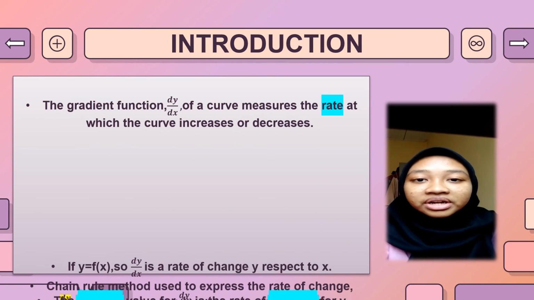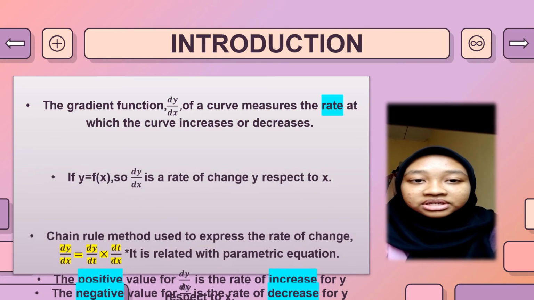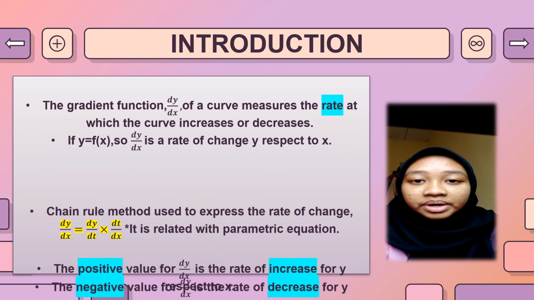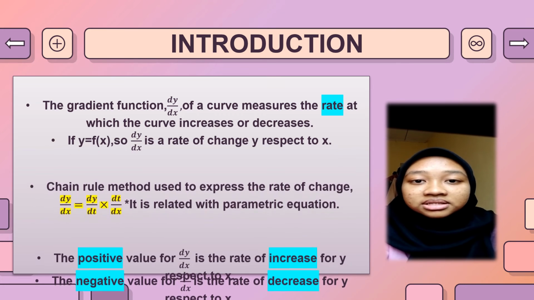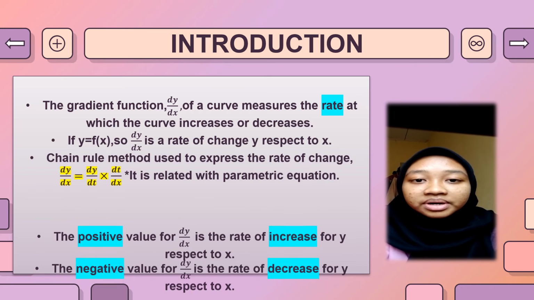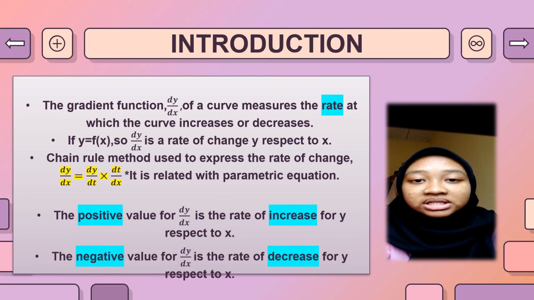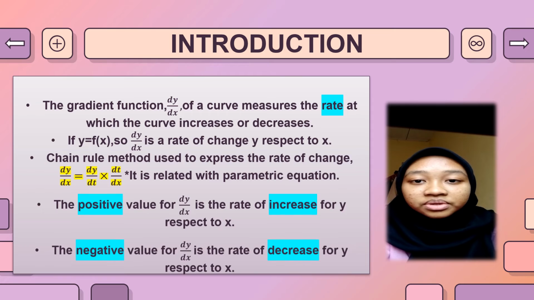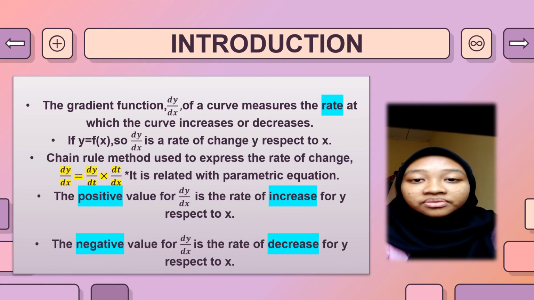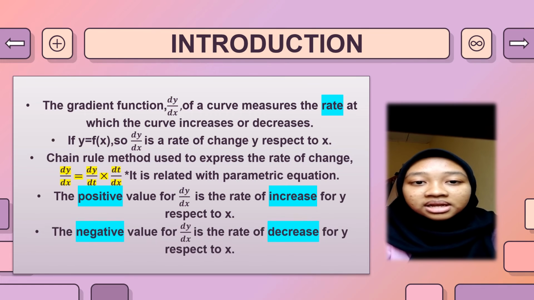Introduction. The gradient function dy over dx of a curve measures the rate at which the curve increases or decreases. If y equals f bracket x, then dy over dx is the rate of change of y with respect to x. The chain rule method is used to express the rate of change, dy over dx equals dy over dt multiplied by dt over dx. It is related to parametric equations. A positive value for dy over dx means the rate of increase of y with respect to x. A negative value for dy over dx means the rate of decrease of y with respect to x.